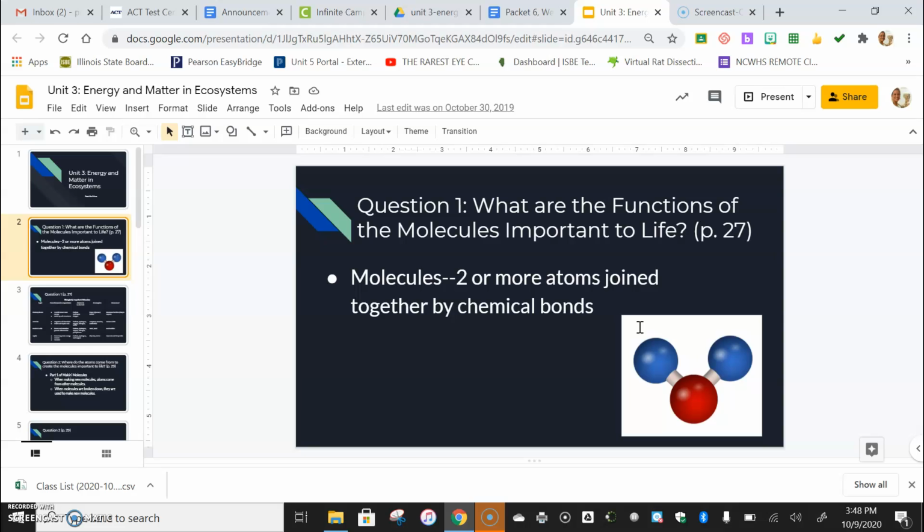So a molecule is just two or more atoms joined together by chemical bonds. So here we have a blue atom and a blue atom joined together with a red atom. And that's going to give me a molecule. Now, you see molecules all the time without even realizing it. You breathe in molecules, carbon dioxide, oxygen, nitrogen, hydrogen. Those are all considered molecules.